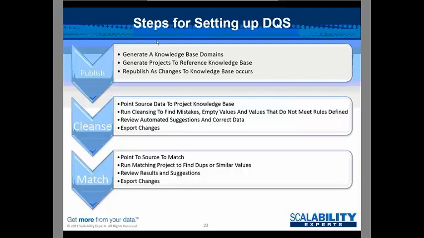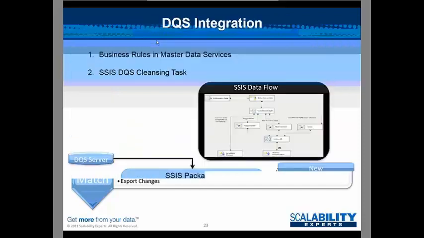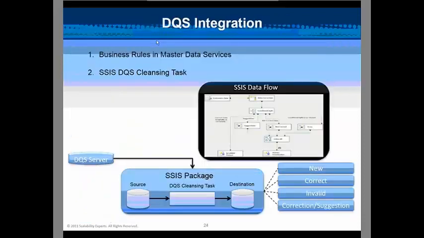The other thing is that you need to be able to match duplicates. So you can take data quality services, go in, find the duplicates, find similar values, and either export the changes or flag these changes to be done by an end user at a later date. And now the best part about it is that once I have that knowledge base and I have set up those two items, I can then start incorporating this into my Master Data Services as business rules, or within data quality, or within SSIS with a DQS cleansing task.